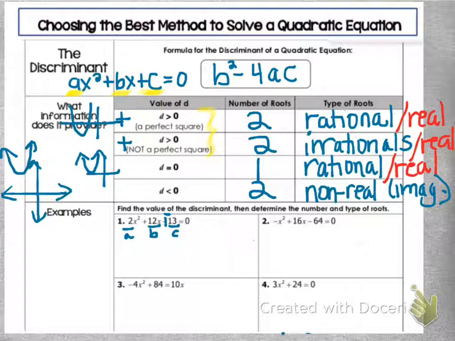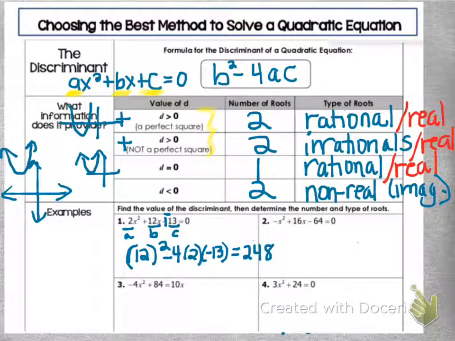So the B squared would be saying take 12. I always encourage parentheses just in case it's a negative you're squaring. So B squared minus 4 times the A times the C. When I calculate that, I get 248. And what that means is 248 is not a perfect square, but it is positive. So it's that second situation where I have two irrational real roots. They are real, there are two of them, and they're irrational.